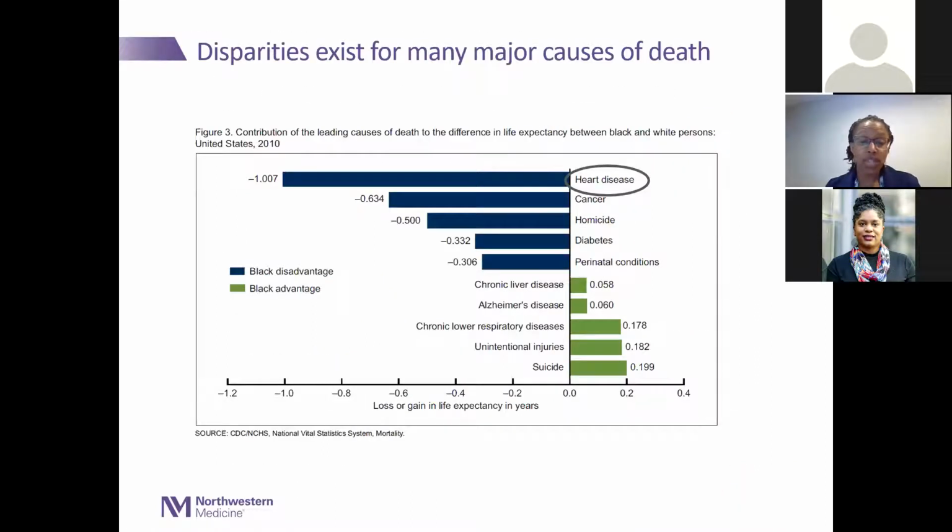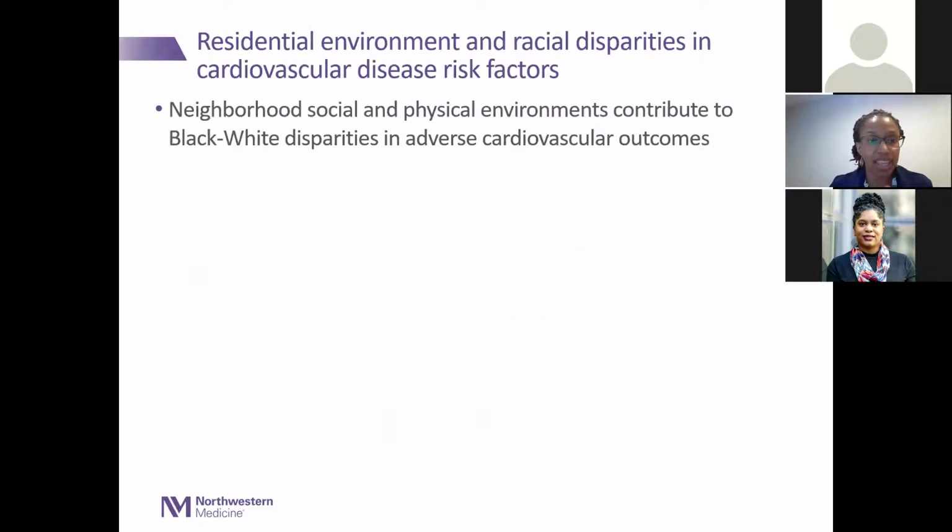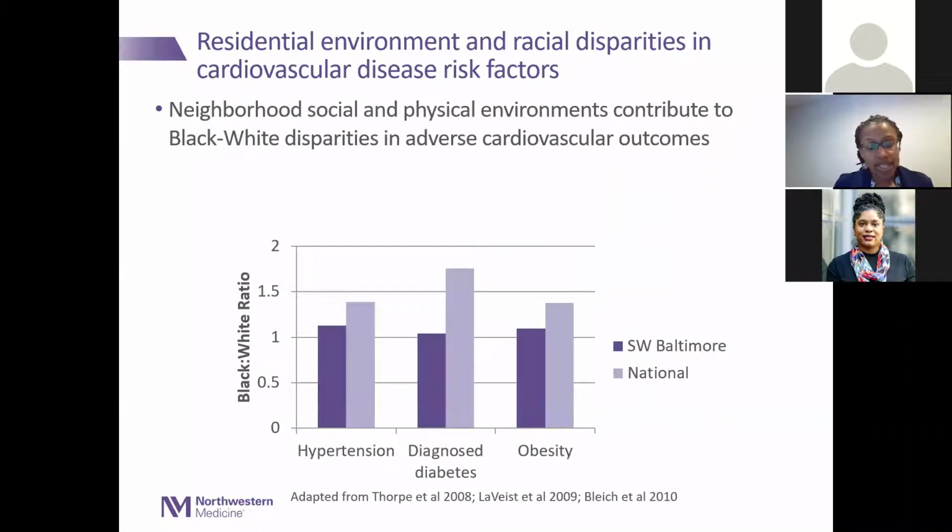And they exist for many major causes of death, a large percentage of which is due to heart disease. There's a lot of research showing that the residential environment contributes to these racial disparities in cardiovascular disease risk factors and outcomes. This is a compilation of findings from the EDIC cohort by Leviste and colleagues when he was at Johns Hopkins University.